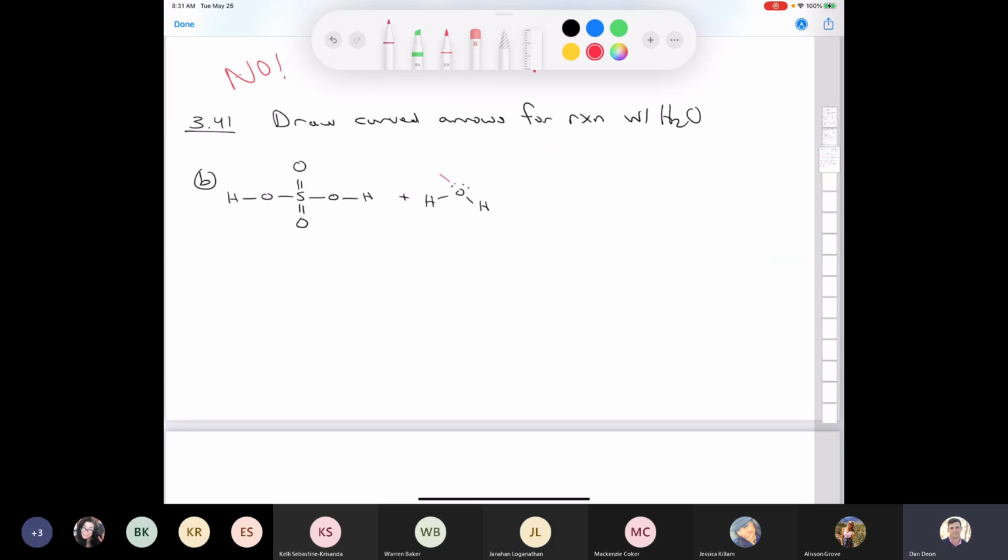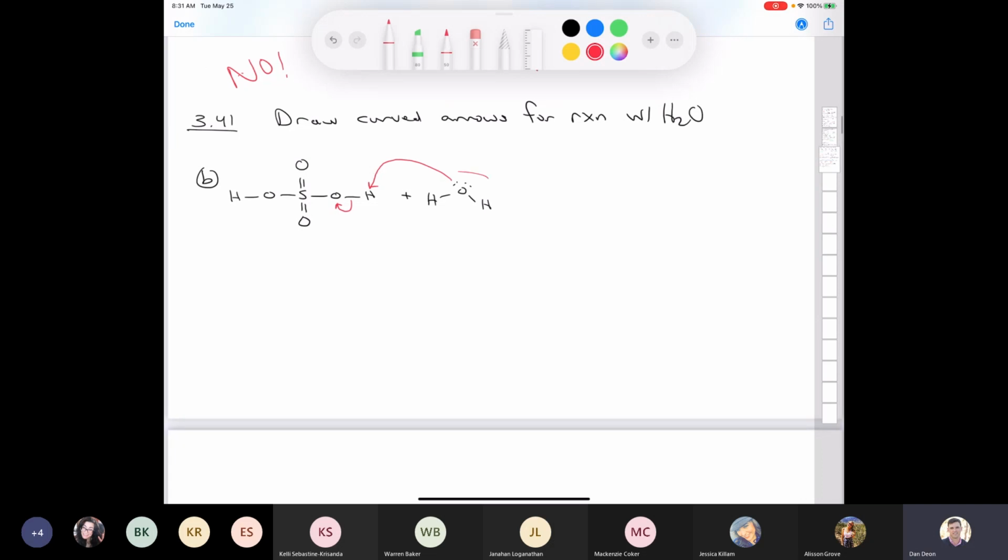So what's going to happen is the water is going to accept the proton from the sulfuric acid, right? Remember, sulfuric acid is a proton donor. That means that water is going to be a proton acceptor, and that's what it's doing right here. It's accepting this little proton, and so what are you going to be left over with? You're going to be left over with hydronium, the hydronium ion, and you're going to be left over with hydrogen sulfate. So the hydrogen sulfate ion, like this.